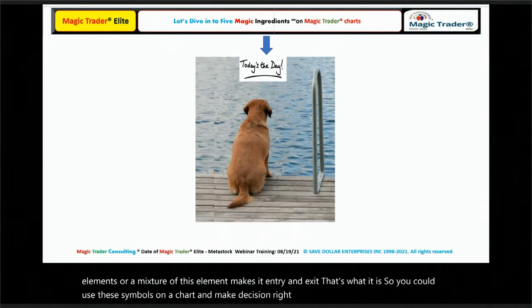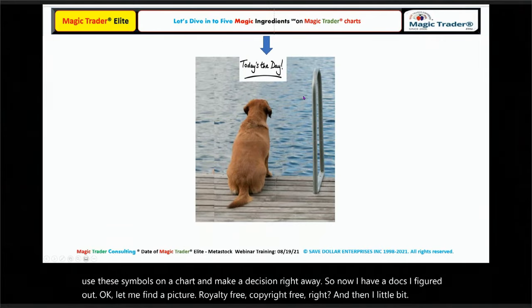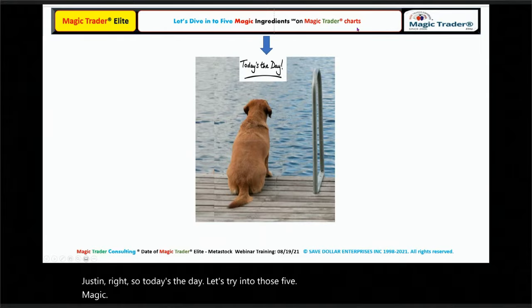So now I have a dog, so I figured out, okay, let me find a picture, royalty free, copyright free, right? And then I adjusted it a little bit, right? So today is the day. Let's dive into those five magic ingredients on the chart.